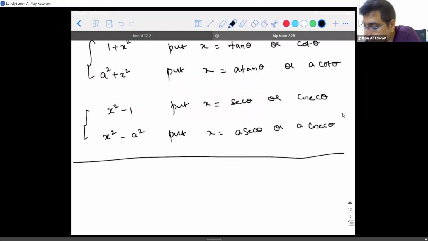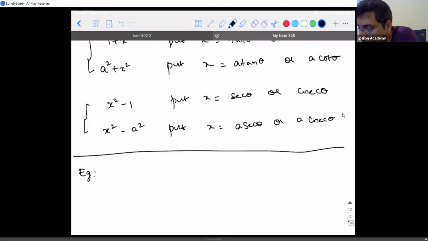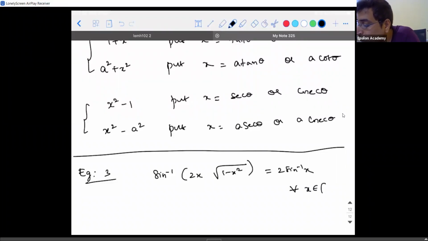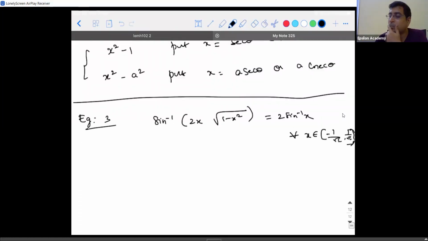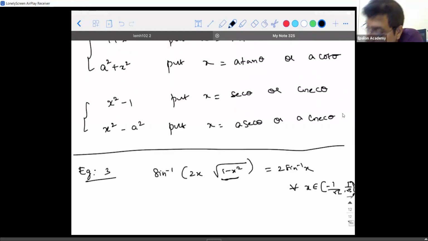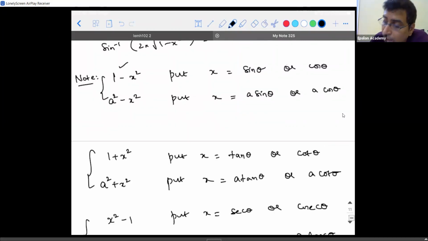So what is the problem? Let's write down the question again. Example 3. Sine inverse of 2x into root of 1 minus x square is equal to 2 sine inverse of x for all values of x that belongs to minus 1 by root 2 to 1 by root 2. So here I am able to find 1 minus x square. This is the trickiest part. I told you, wherever you find 1 minus x square, you will put x is equal to sine theta or cos theta.